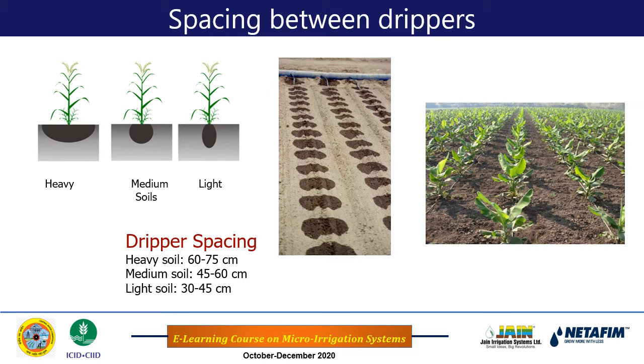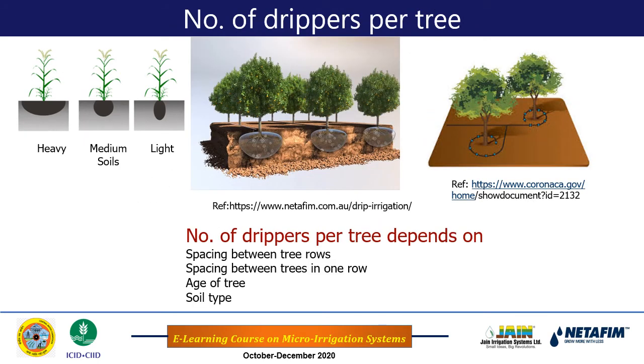Now the spacing between emitters is for the row plantation. We have just seen for the row crop that the spacing between the emitters on the lateral is important, but if it is tree plantation, orchard plantation, whenever there are orchards and trees, then we don't go by the rule of wetting the entire strip of the row of the tree crop, but we have to wet the entire root zone of the plant or tree individually actually.